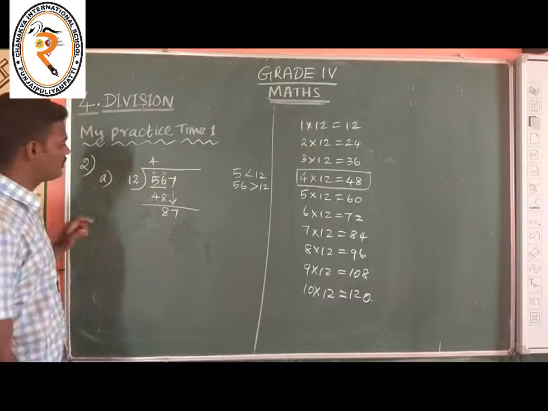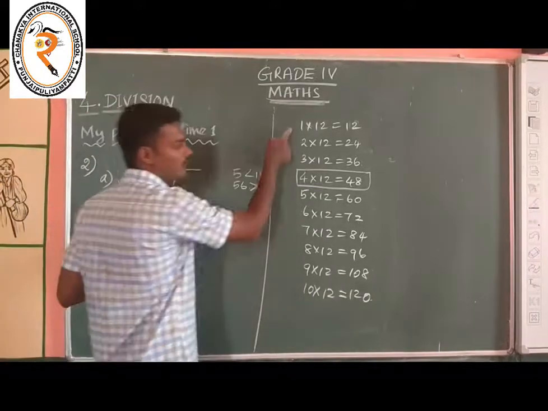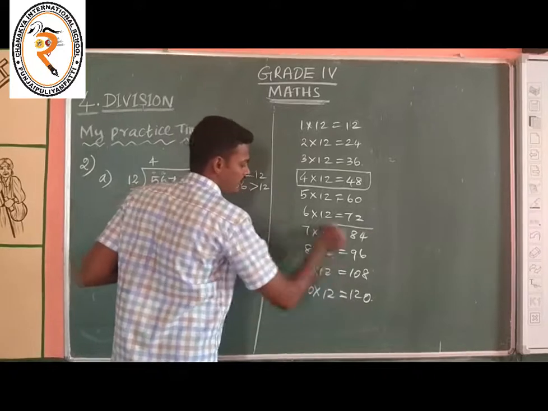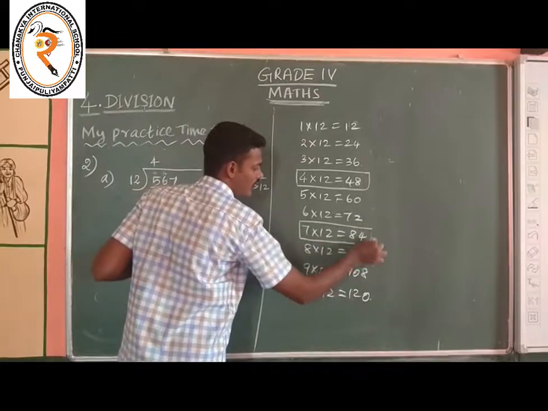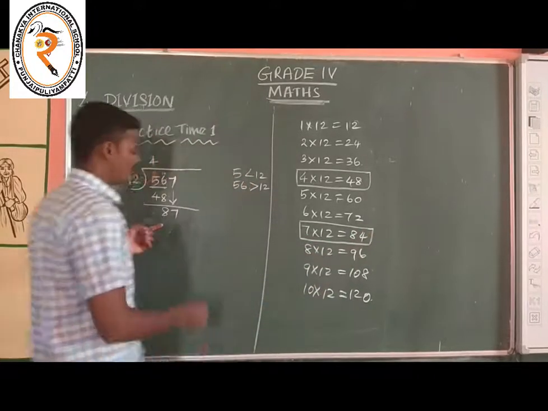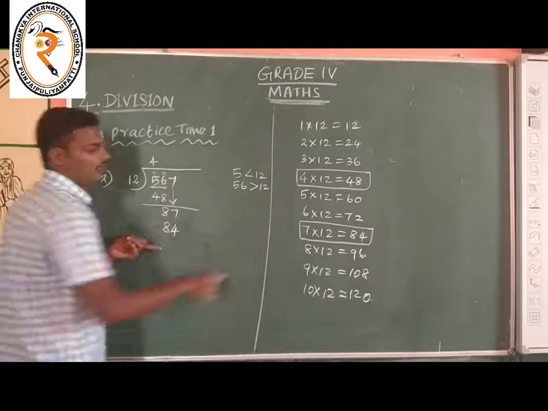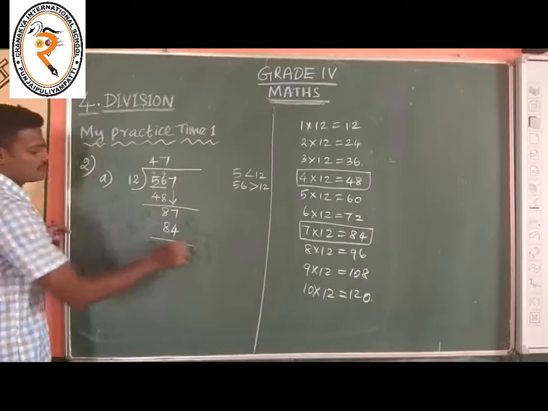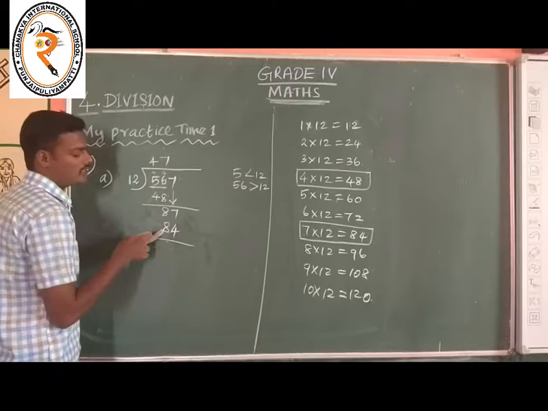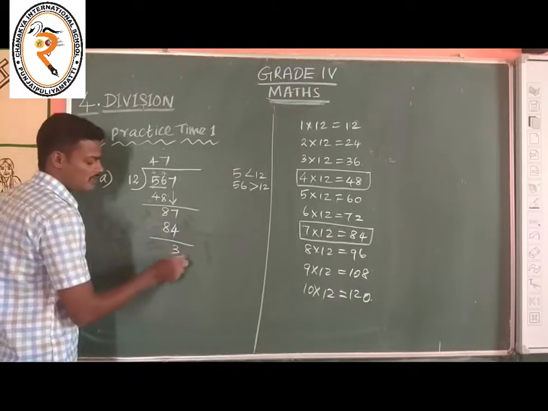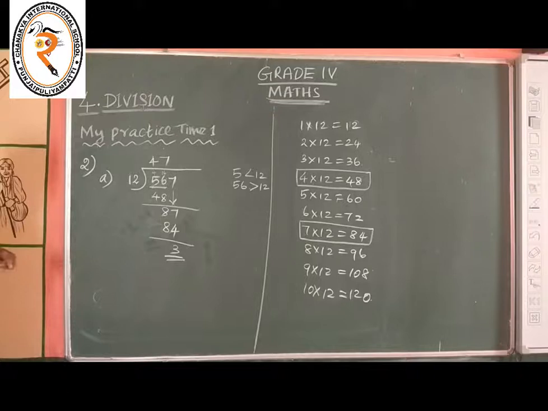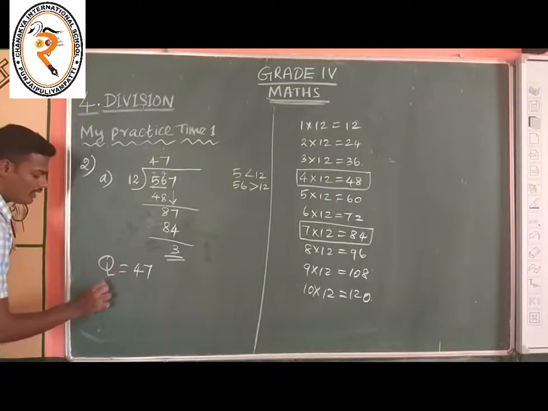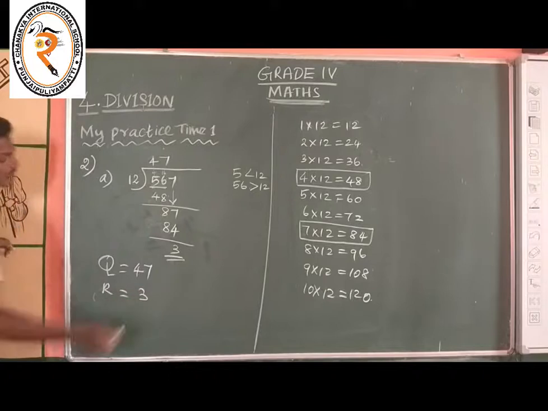So 87. 87 in the 12th table, not here. So the last lesser value is 84. So we select 84. 84 in the 12th table, 7 times. In the quotient, 7. So subtracting 87 minus 84, the remainder is 3. So the quotient value is equal to 47. The remainder value is equal to 3.